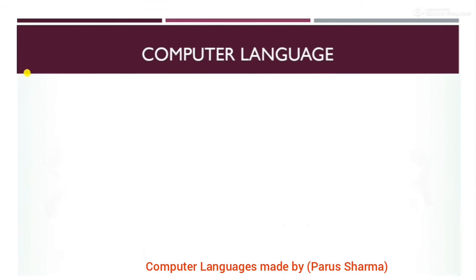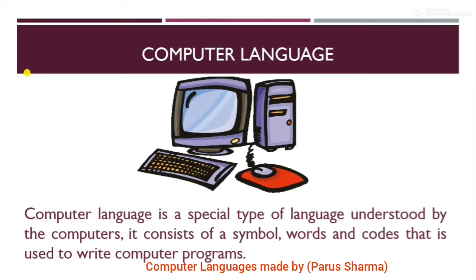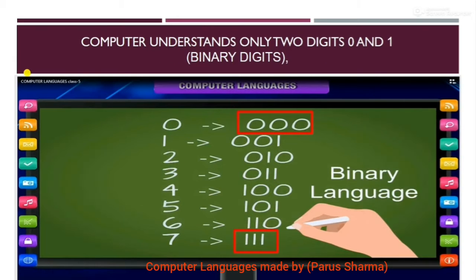Like that, a computer is a machine. A computer doesn't understand our language. It needs a special type of language that it can understand. It consists of symbols, words, and codes that are used to write computer programs. The computer understands only 0 and 1, that is, binary numbers.